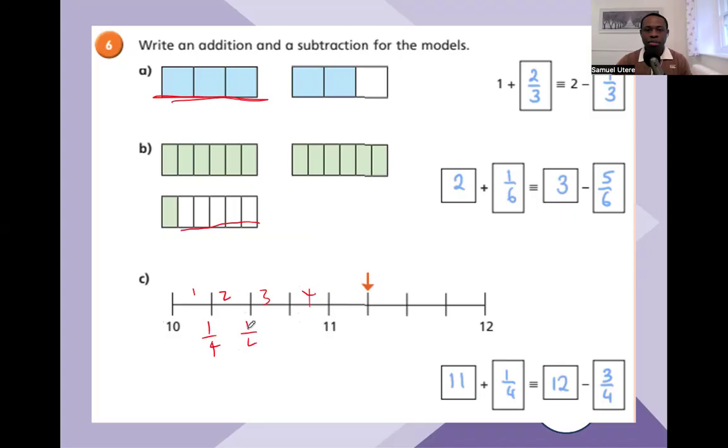Now, if it's increasing by a quarter every time, each interval is equivalent to a quarter. It means that this should be 11 and a quarter. So this position here on the number line represents 11 plus 1/4. That must be equivalent to 12. Imagine making a jump going back to that position. You would have jumped through 1/4, 2/4, and 3/4.